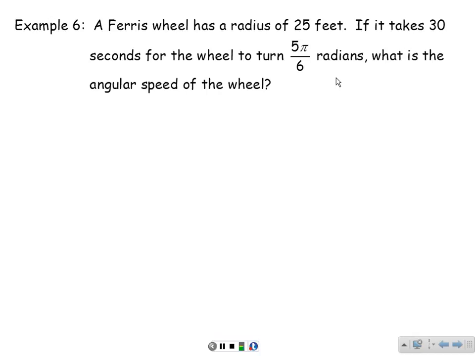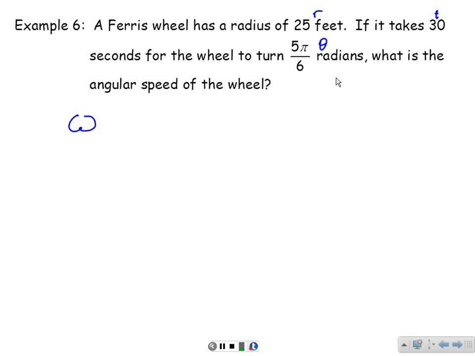A Ferris wheel has a radius of 25 feet. So here we know that we have radius. If it takes 30 seconds, here's a time, if it takes 30 seconds for the wheel to turn 5 pi over 6 radians, what is the angular speed? So we are looking for an omega. What is 5 pi over 6? 5 pi over 6 radians is going to be a theta.